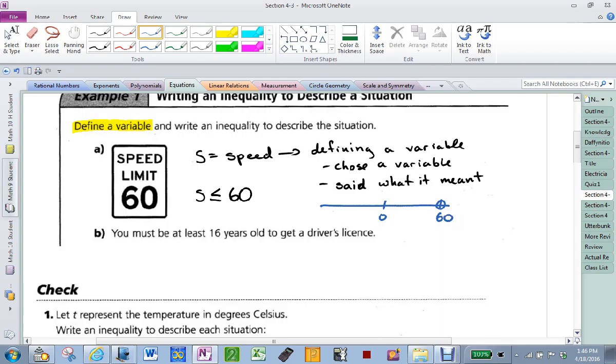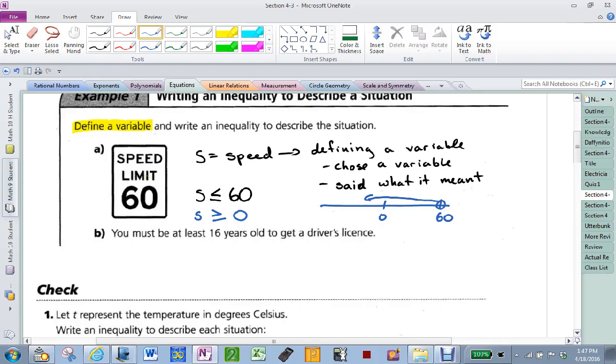Less than, which is in what direction? Left. So all of these speeds are cool, yeah? You can't be negative. I can't have a negative speed. You'd have to be going backward. Right. So S must be less than 60, but it must be above 0. So S must also be greater than or equal to 0 for this case.